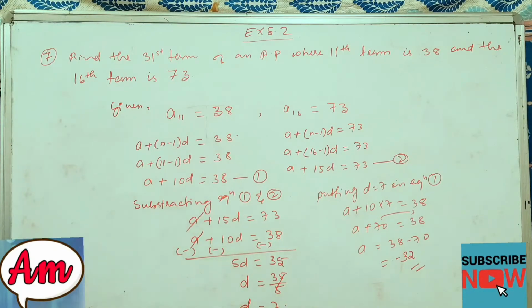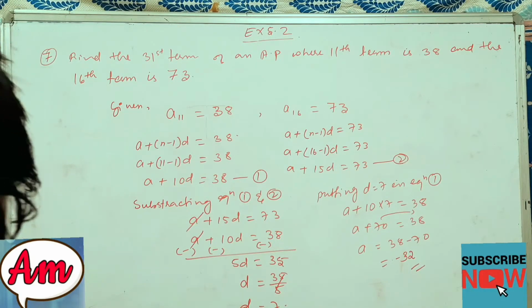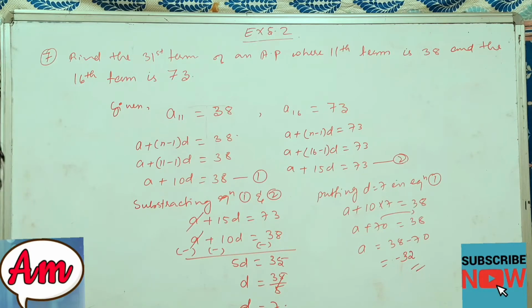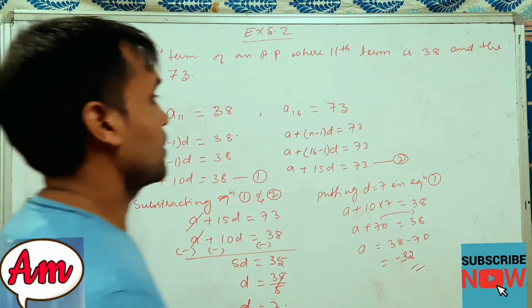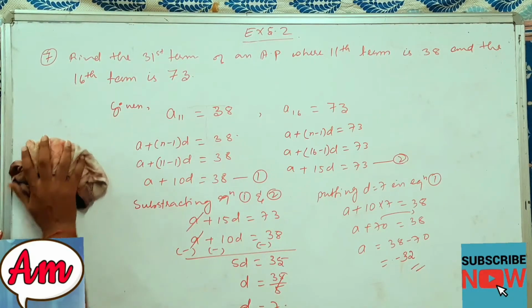Got it, dear students? So the value of a here you got is minus 32, and the value of d we got is 7. So hope you have done this. Now what we have to find? We have to find the 31st term. So take it down quickly. Hope you have taken down.